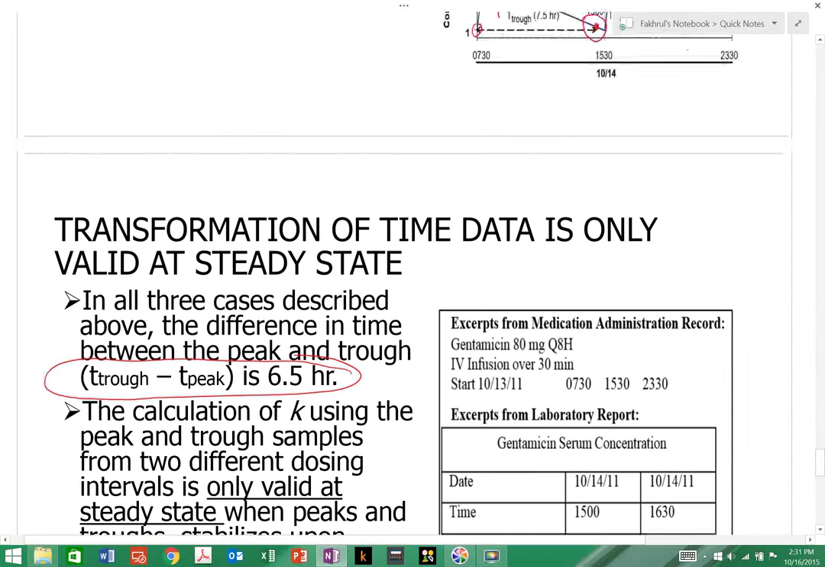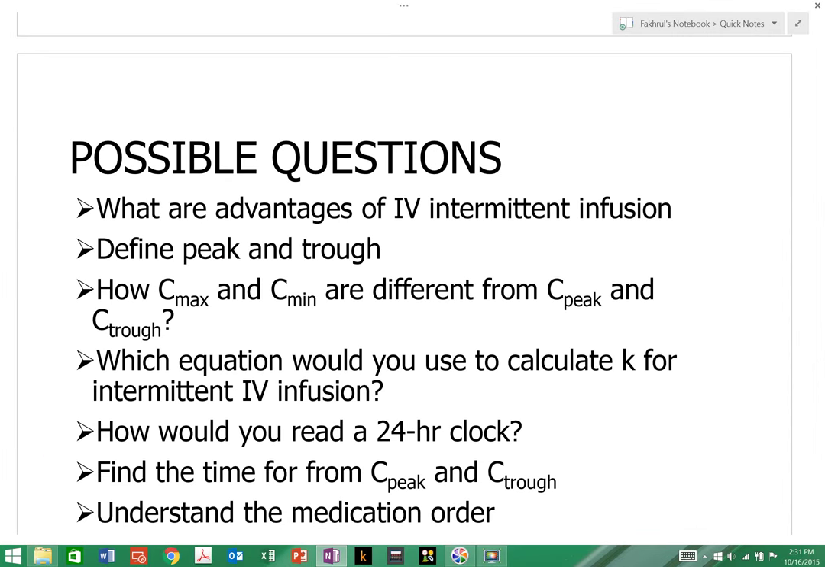Finally, to review, what will be possible questions? What are the advantages of intermittent IV infusion? You have to know peak and trough. How are Cmax and Cmin different from Cpeak and Ctrough? Cmax is in fact the real Cmax, that means when concentration becomes maximum. Cmin is also the real concentration when the concentration is minimum. Which equation to use? Same equation, like what we use for the first order equation.